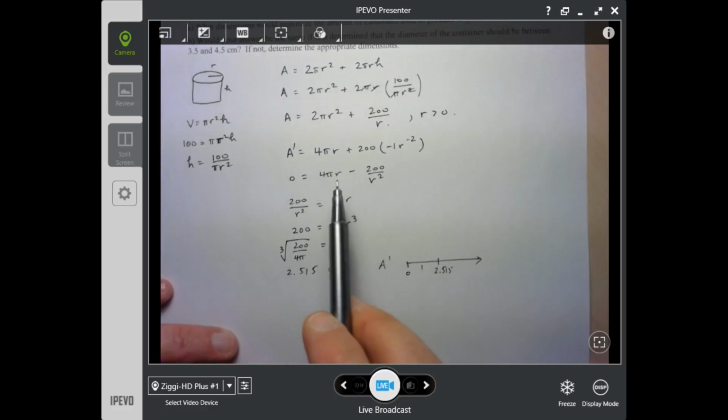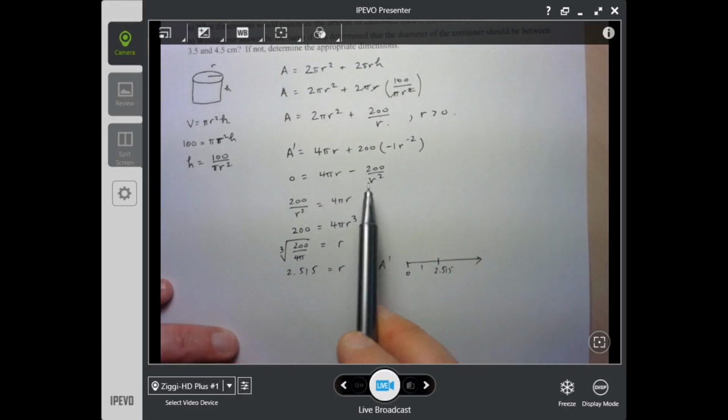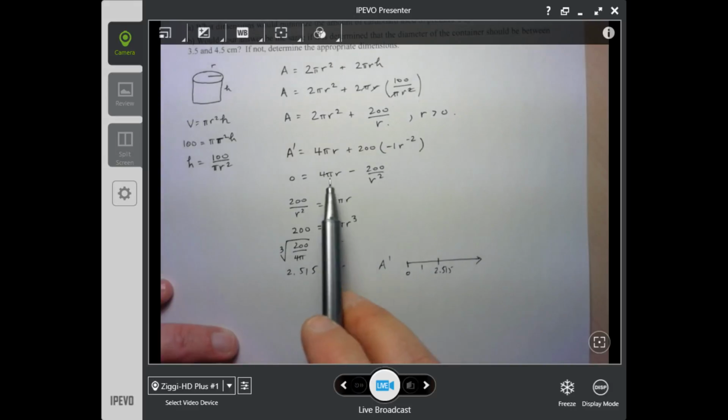Certainly I could stick it into my calculator. So here 4 pi times 1, so this is just 4 pi, which is about 12, minus 200 divided by 1 squared is 200, so this is clearly negative. So that's a good start.